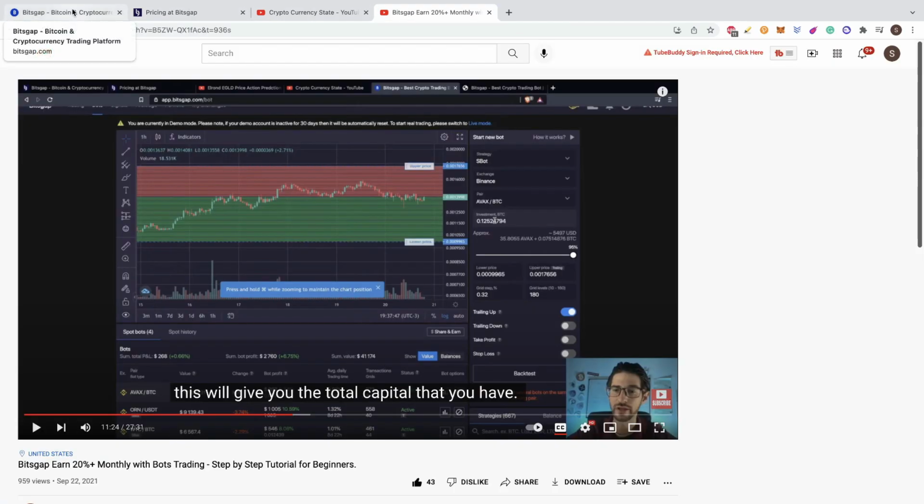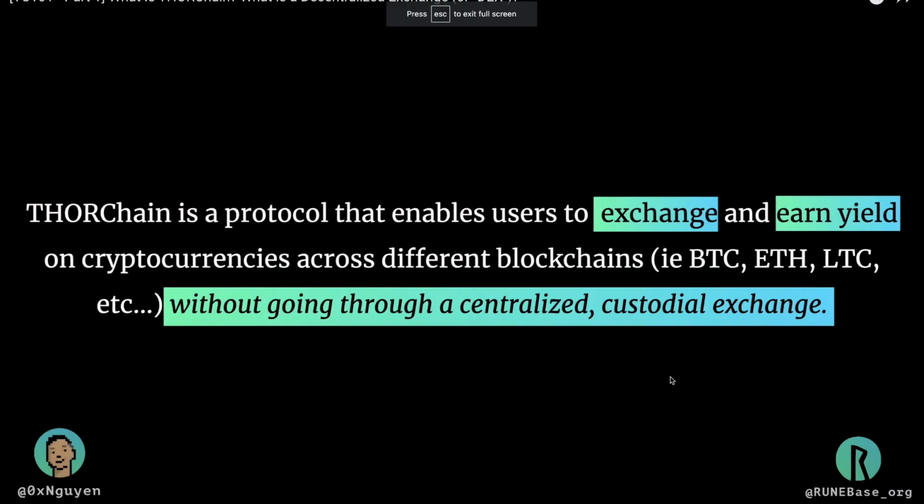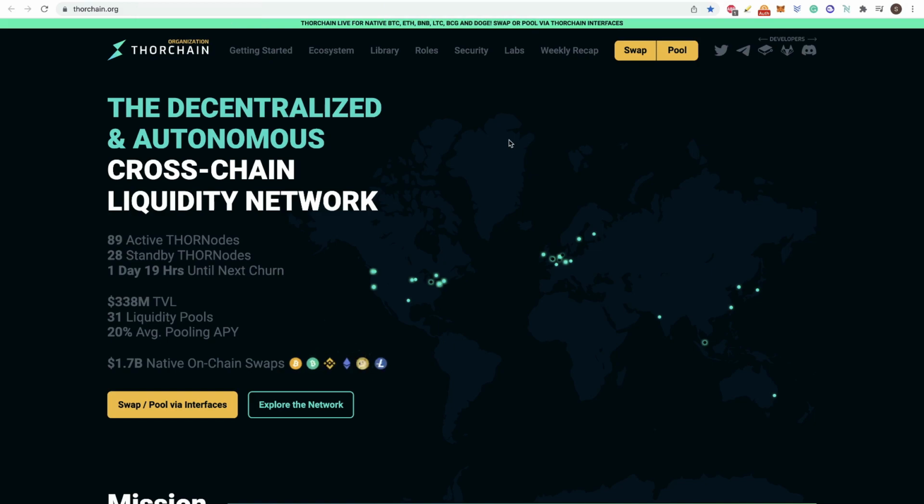If you are not familiar with what ThorChain is, I think this is the best description of that. ThorChain is a protocol that enables users to exchange and earn yield on cryptocurrency across different blockchains, like Bitcoin, Ethereum, Litecoin, without going through a centralized custodial exchange. So basically it is a decentralized and autonomous cross-chain liquidity network, and here you will be able to swap any token, which is what is expected in the future, without the need for a centralized entity.